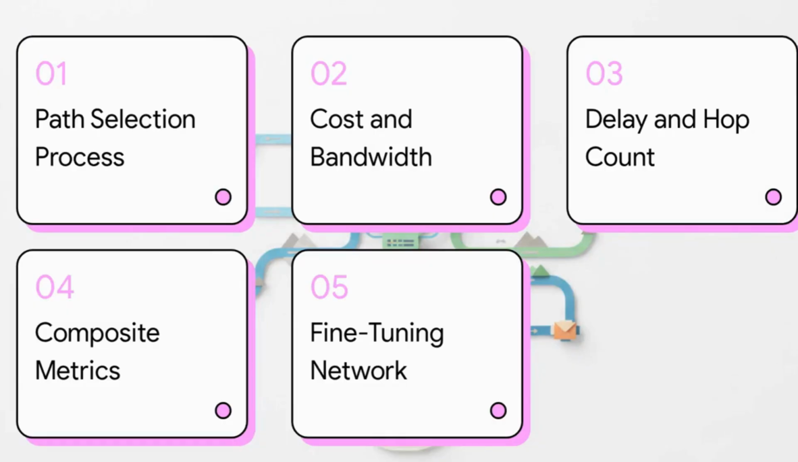Here's our roadmap for today. First, the path selection process. Second, cost and bandwidth metrics. Third, delay and hop count. Fourth, the power of composite metrics. And fifth, fine-tuning your network. Let's get right into it.